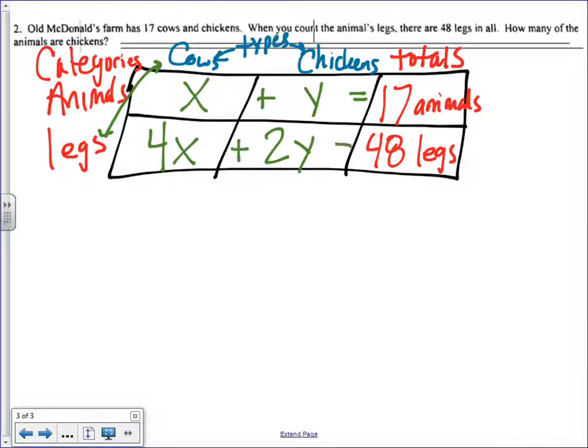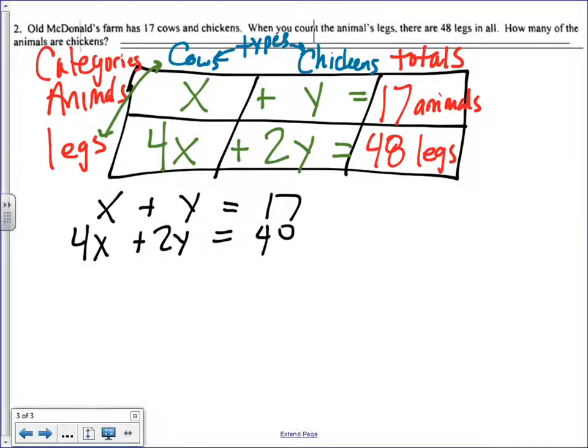So that's the fun part, that they didn't give the information. Sometimes you just have to think like, oh yeah, of course. Of course cows have 4 legs, and of course chickens only have 2 legs. So now we can actually solve this system. It's a clever problem because it didn't give you all the information in the word problem. You had to think through it a little bit. So X plus Y equals 17, and 4X plus 2Y equals 48.